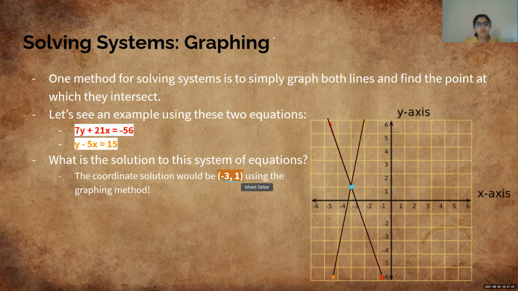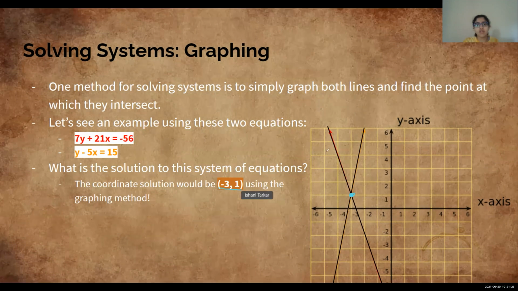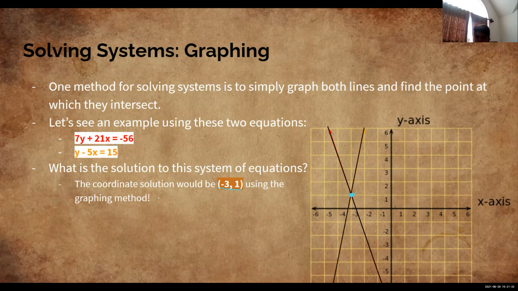So graphing is just where we look at the graph and we see where the point of intersection is. Does anyone have any questions? For those of you who don't understand how this works, think about it like this. Every single point on either of these lines satisfies these equations, okay? Since this point intersects both lines, this point satisfies both equations. And since it does satisfy both equations, it's the solution to the system of equations. Does anybody have any questions?